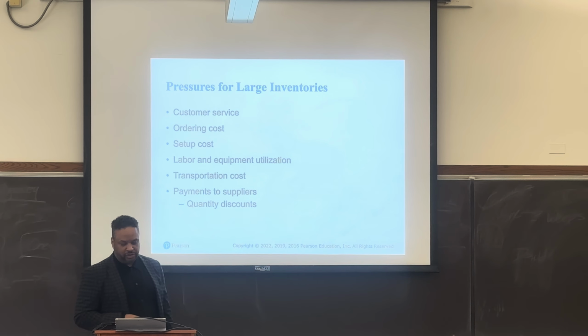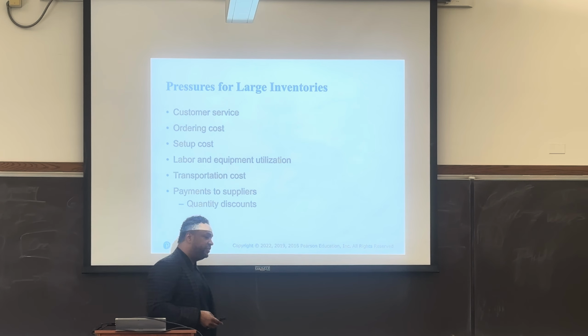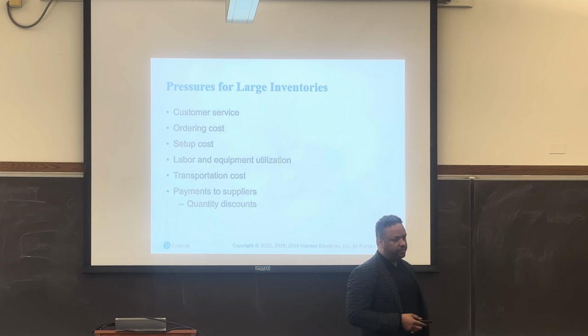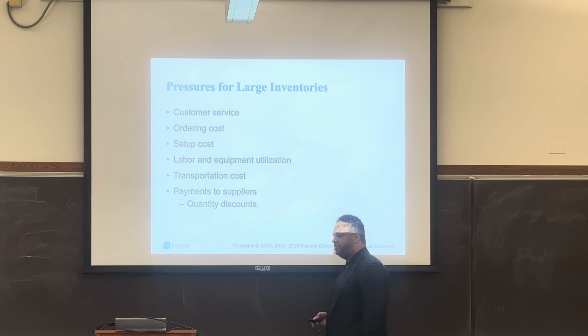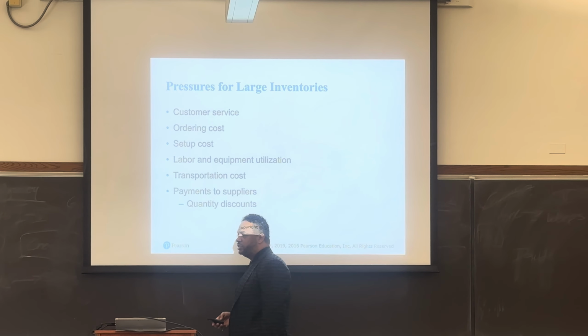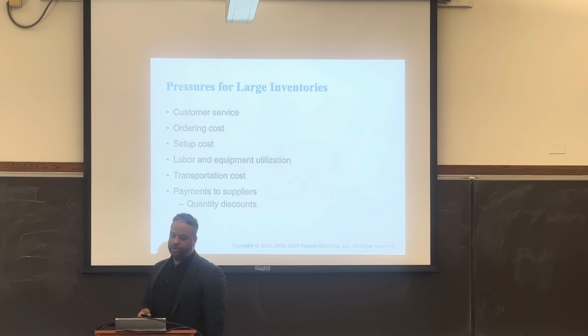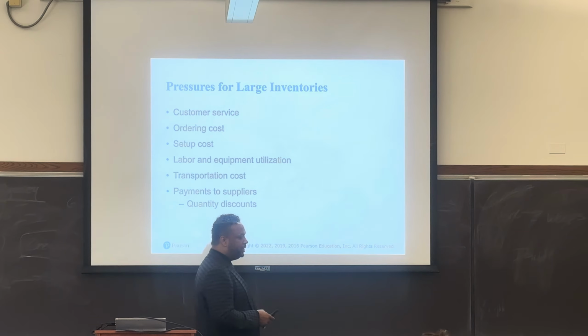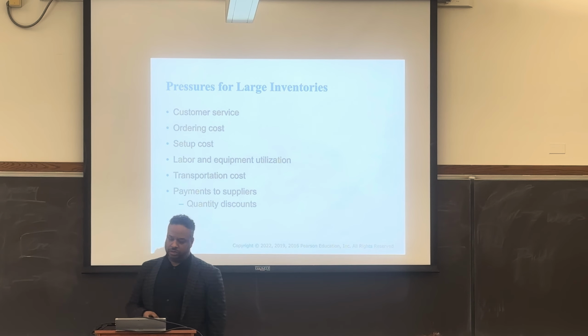Labor and equipment utilization. We hold a ton of inventory because you're running complex production or factory. You have to utilize a lot of electricity and utilities to run the equipment, and you have to have a lot of people on board to either work on the machines, to repair them, to maintain them, to keep them operating, so that you're able to produce what you're there to produce.